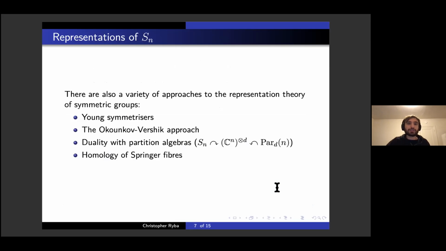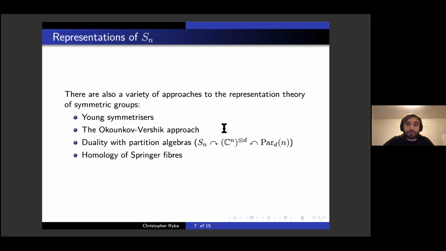And now I want to tell you about symmetric groups. So similarly to before, there's a wide variety of ways you could approach this topic. Perhaps the most classical is that of Young symmetrizers, where one takes carefully defined symmetrizing idempotents and anti-symmetrizing idempotents and combines them to define the irreducible representations.